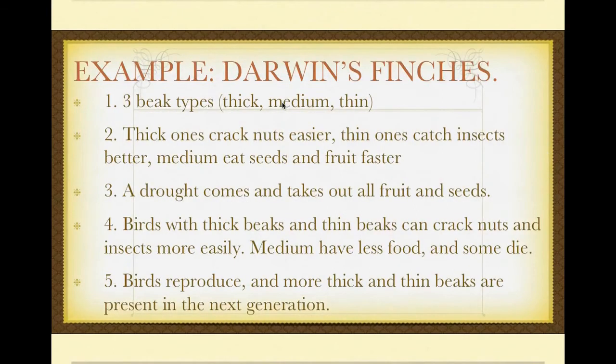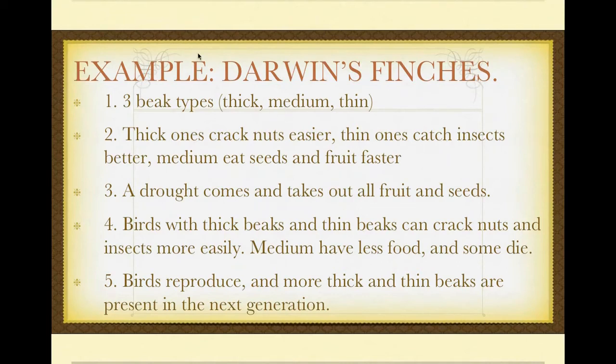Okay. Here's the example with the finches. Let's pretend there were three different types of beaks: thick, medium, and thin. Thick ones can eat nuts, thin ones can catch insects, and then medium ones are for seeds and fruit. If there was a drought that came along, it might take out all of the fruit and all of the seeds. So, who is going to suffer the most?